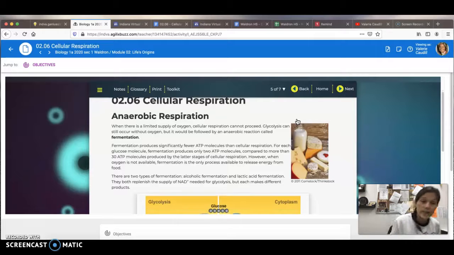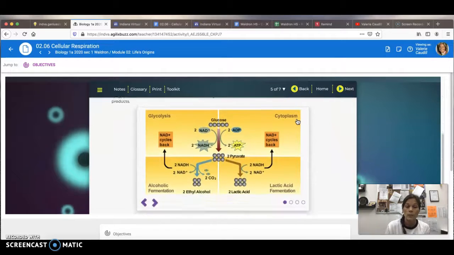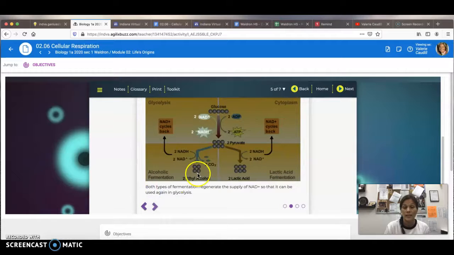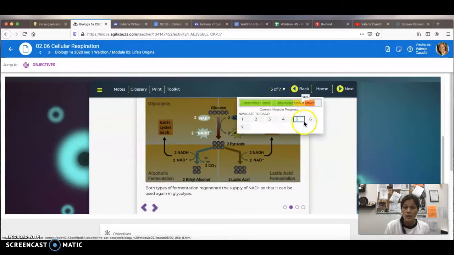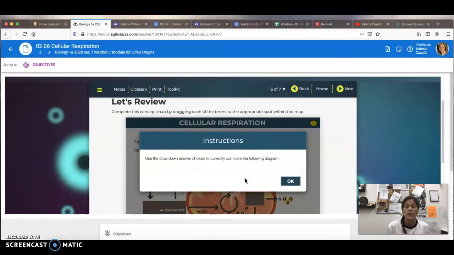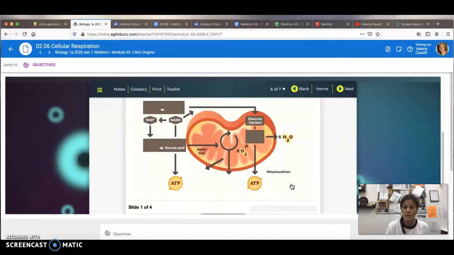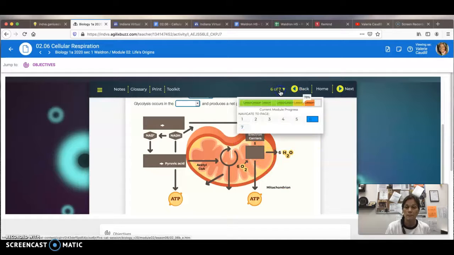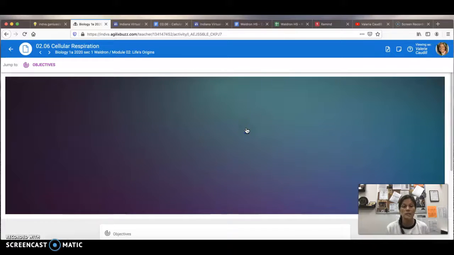Okay, and then here's where we get the anaerobic respiration information. We begin with glycolysis, and then information is broken down into alcohol and lactic acid fermentation. All right, so our last slide is a review. You get some drop-down choices to try to answer some things on this diagram and label this diagram. This lesson is a really good one to copy and paste some of these pictures and put them into your notes, because you never know what might appear on your 10-question assignment once you've completed learning all the content.